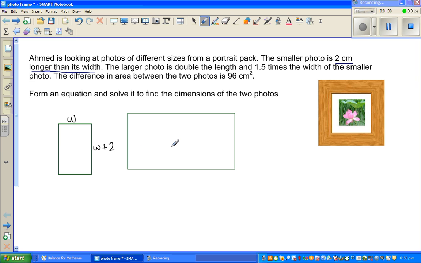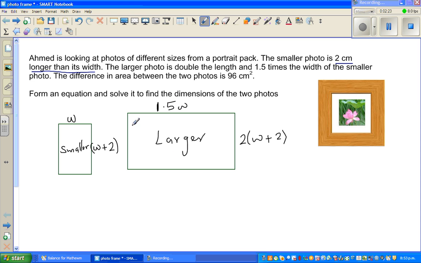The larger photo, this is the smaller photo, and this is the larger photo. The larger photo is double the length. Of course, it's not drawn to dimension. So the larger photo is double the length. That means if this is W plus 2, this is 2 times W plus 2. And 1.5 times the width of the smaller photo. The width is not drawn to scale. So this is 1.5 times W.